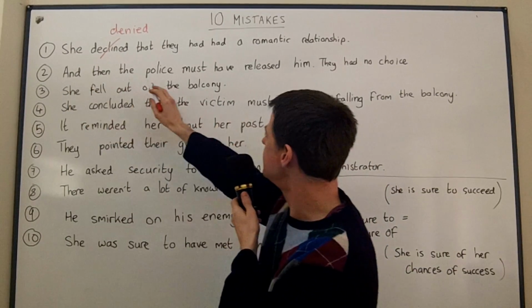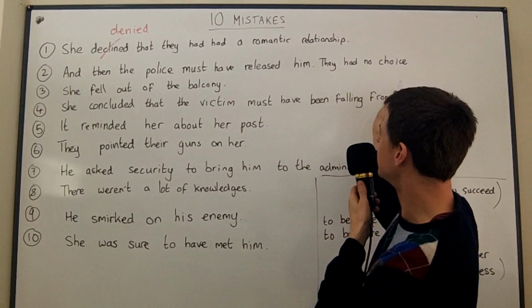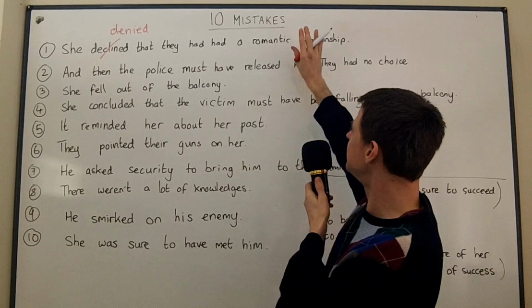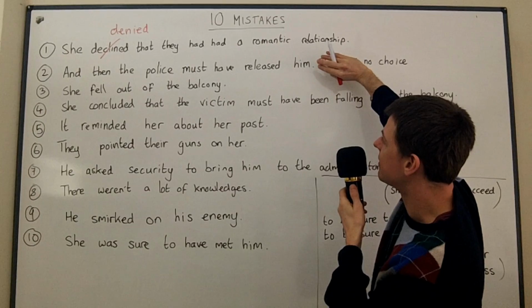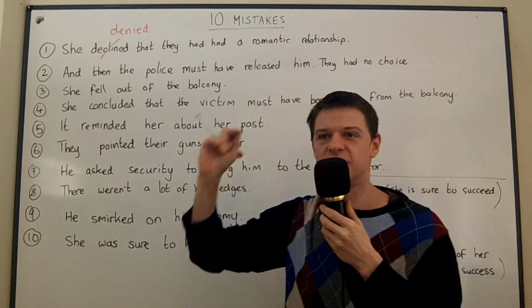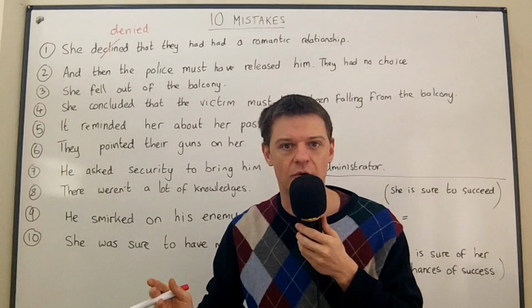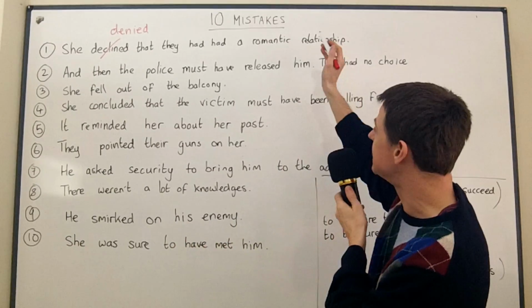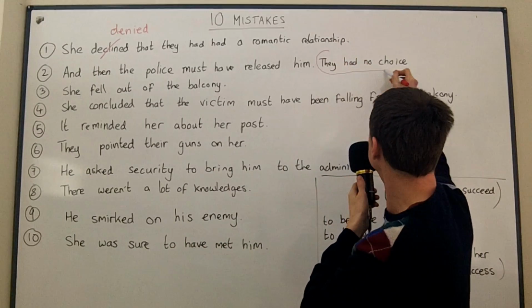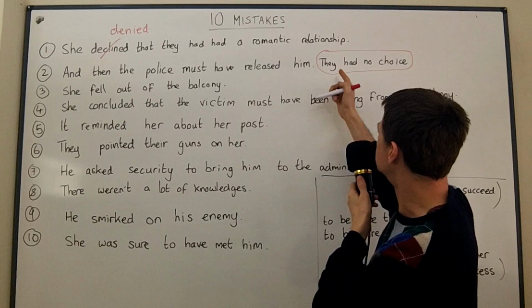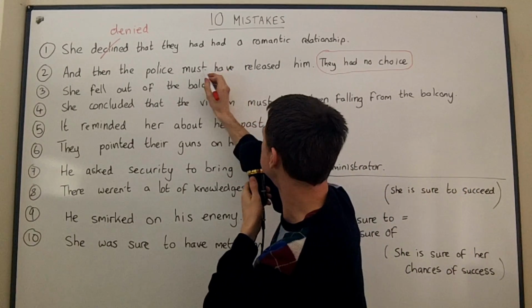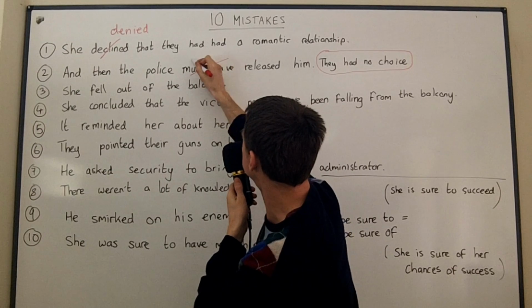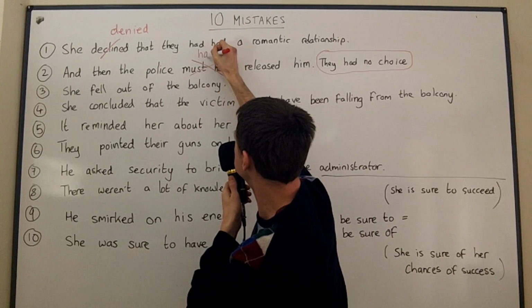Okay, number 2, and then the police must have released him. They had no choice. Now, this is possible without this sentence. This is correct, and then the police must have released him. But that means you're saying, I'm 100% sure that they released him. It's not the same as a modal of obligation when they had no choice. So the student here actually meant the police had to release him, which is very different.